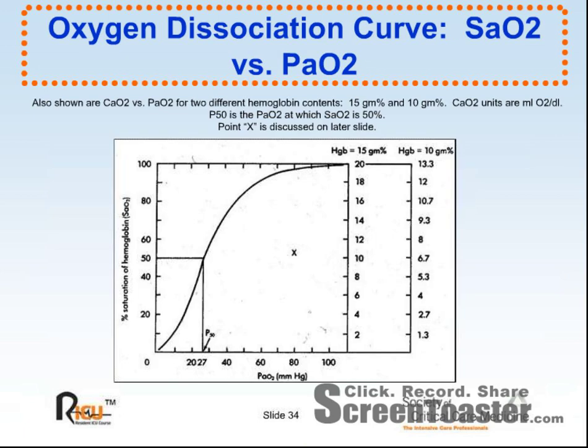Review the O2 dissociation curve shown on slide 30. X represents the second set of blood gases for a patient who presented to the ER with headache and dyspnea. His first blood gases showed a PaO2 of 80 millimeters of mercury, a PaCO2 of 38 millimeters of mercury, and a pH of 7.43. Oxygen saturation on this first set was calculated from the O2 dissociation curve at 97%, and oxygenation was judged to be normal.